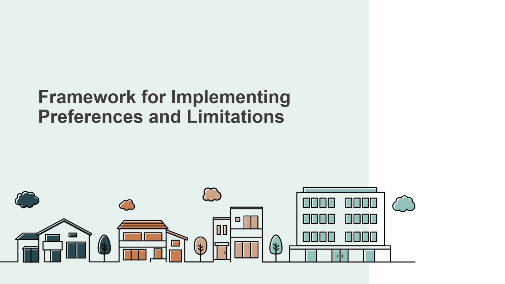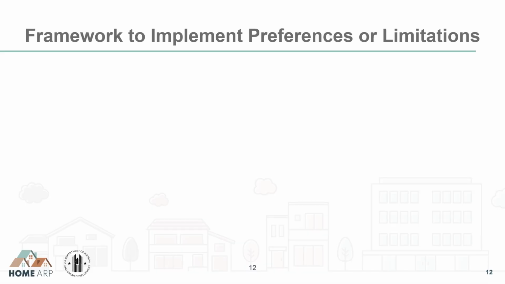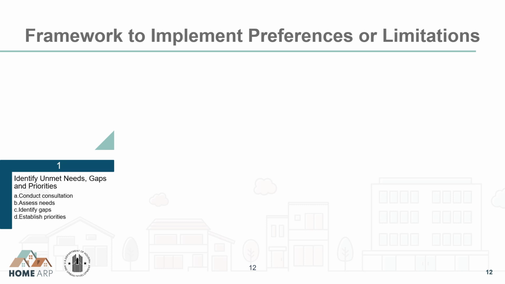We will now present a framework to establish and implement preferences and limitations in this next section of the webinar. The steps outlined here display a framework for how to implement preferences and/or limitations. The first step is to identify unmet need, gaps, and priorities through consultation and needs assessment. Specifically, this includes conducting consultation, assessing needs, identifying gaps, and establishing priorities.